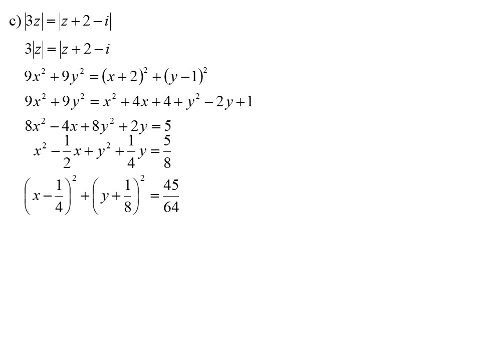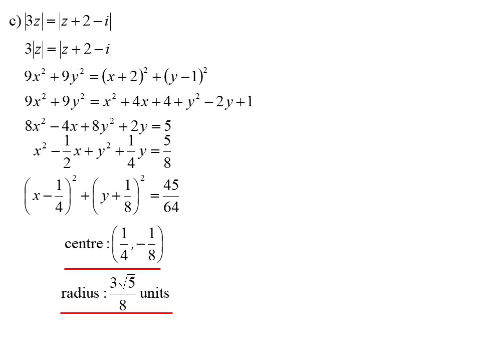Remember, nothing says it has to be a nice, neat number. But there it is. The centre is a quarter, minus 1/8, and the radius would be 3√5 on 8. That would be that particular circle.